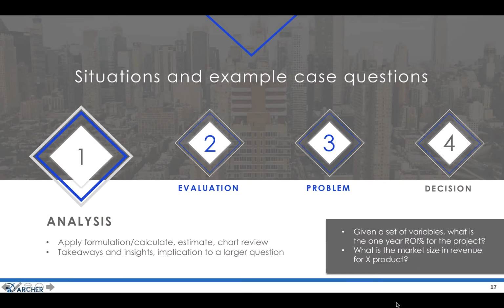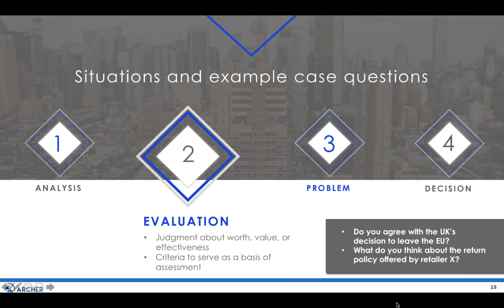So, analysis is fairly straightforward. If you're given a question like, what's going to be the return on investment of the project? What's the market size? That's some type of analysis. It requires you to do a calculation. Now, analysis could be integrated throughout many, many parts of the case, but some cases will be purely analytic. You have to listen for that.